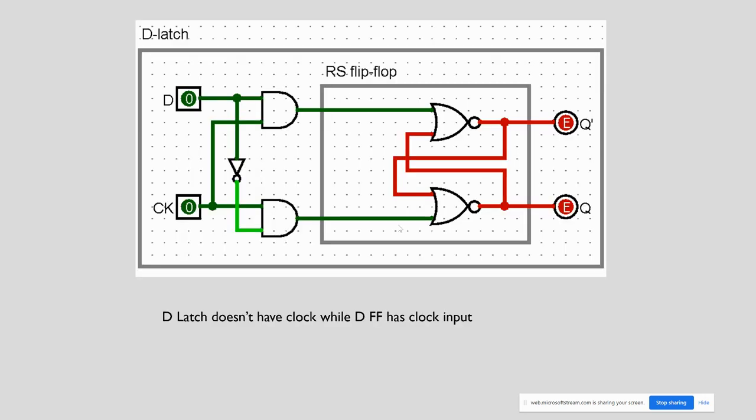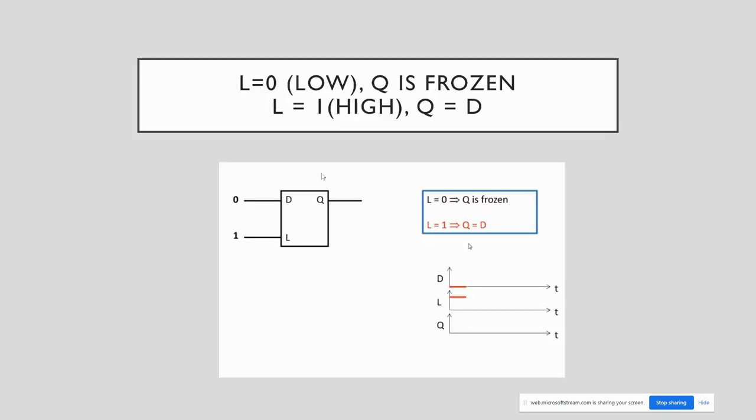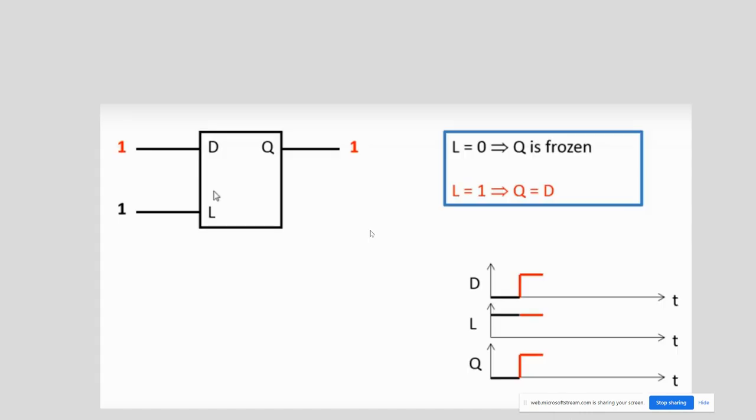So back again to the D latch here. As I mentioned earlier, when L is 0, then Q is frozen. And when L is 1, Q equals D. Okay, so let's have a look here. Here we have the input L is 1. So L is 1, then Q equals D. So if D is 1, then Q is 1.